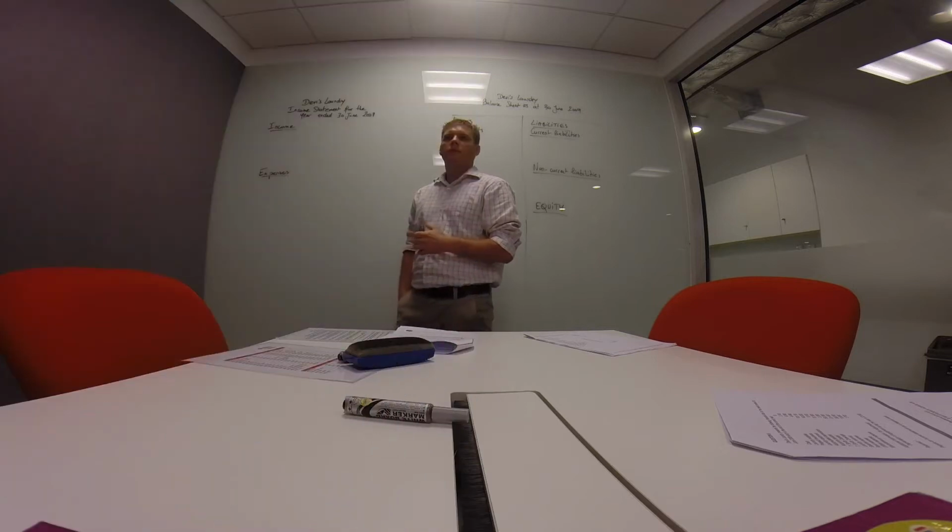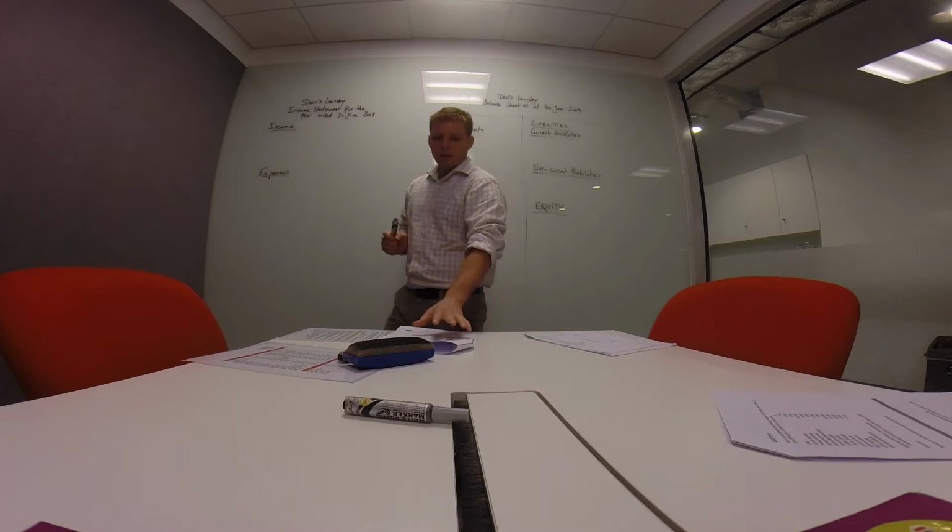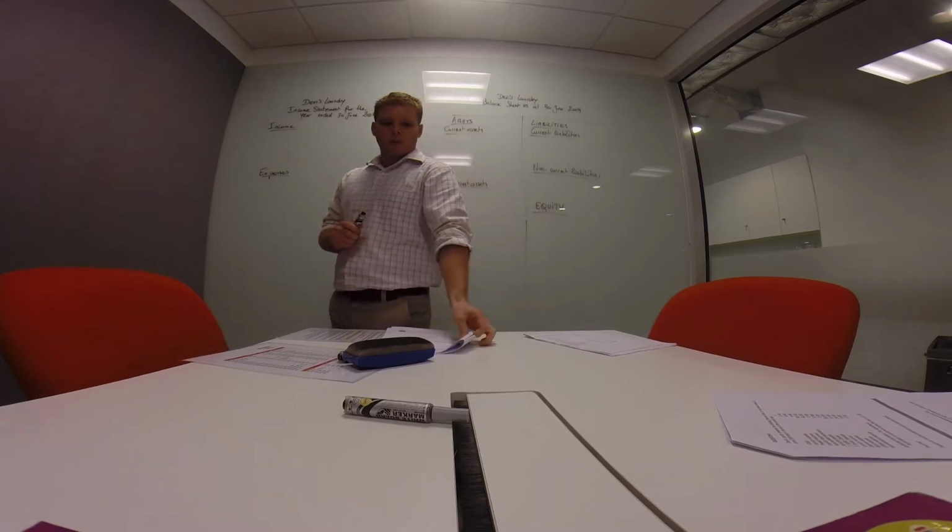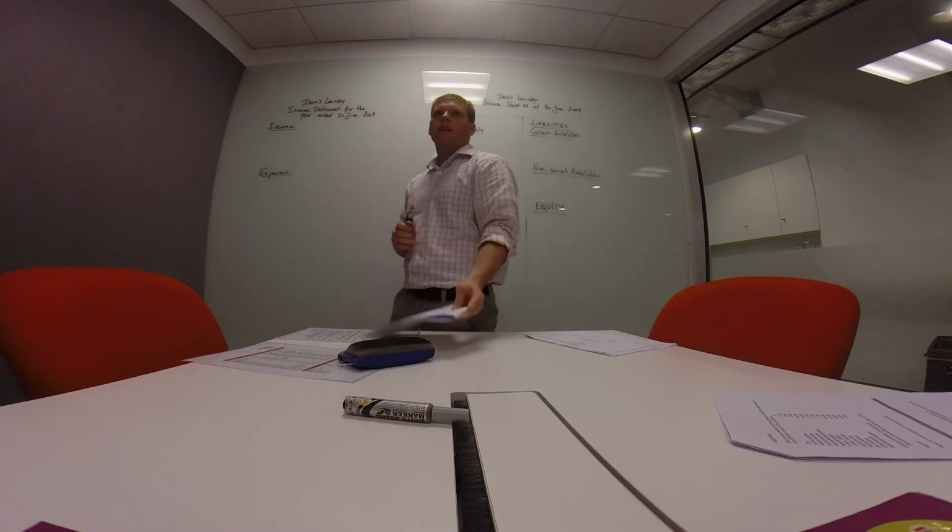Okay, so today I am with Justin and we are going to demonstrate how to prepare an income statement and a balance sheet. So, which exercise are we using, Justin? We are going to use question 6 in the tutorial questions, which is Devi's laundry.